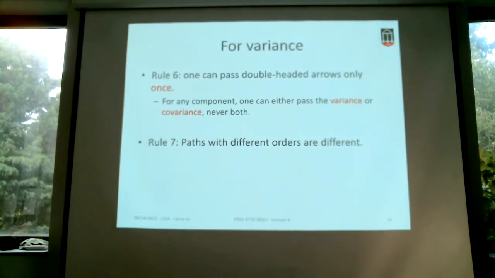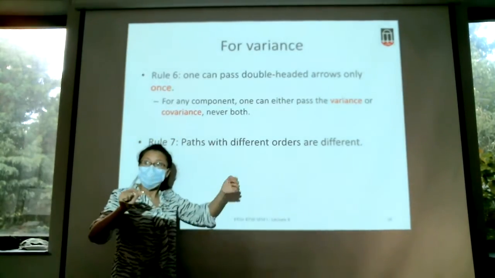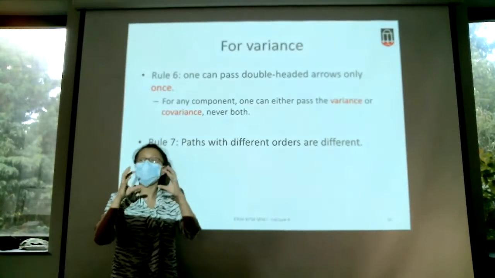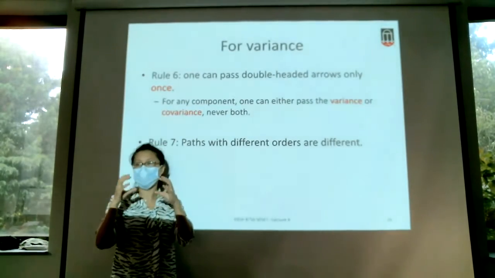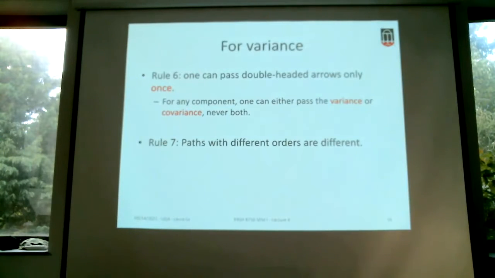And rule 7: paths with different order are different. So if you show me a different order, that will be different. Even with the same path, the same loop, but a different order, it will be different. That's rule 7. So I just explained each rule here.